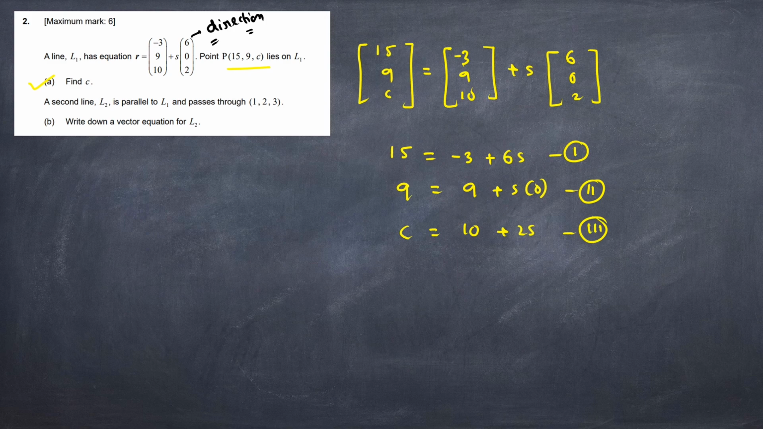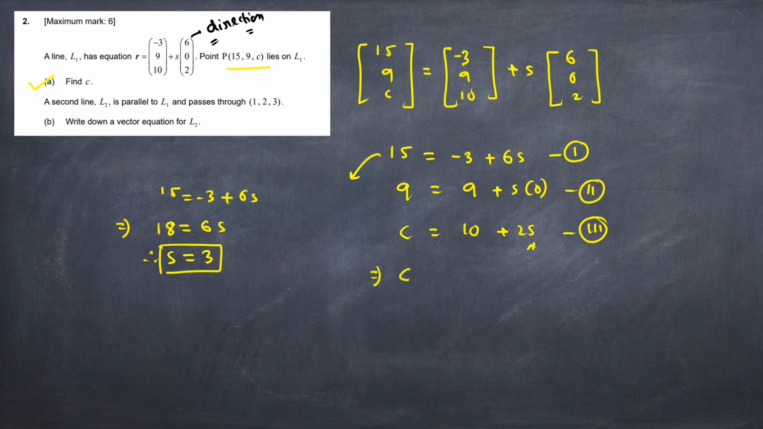Now to find the value of c, we need the value of s. As you can see from this equation, we can get the value of s also. So from here we can write 15 equals to minus 3 plus 6s. So we are getting 18 is equals to 6s. So s is coming out to be 3. So s equals to 3.